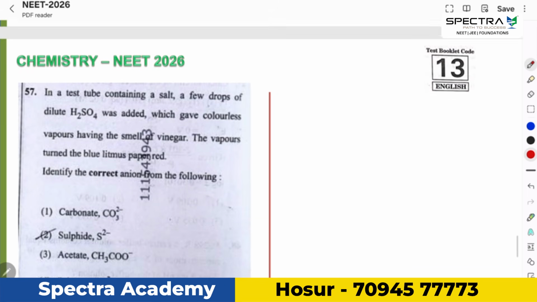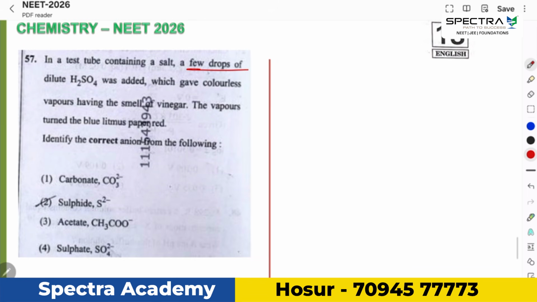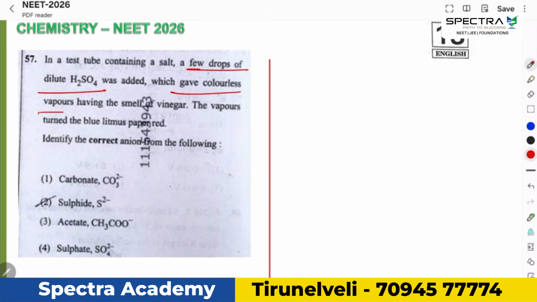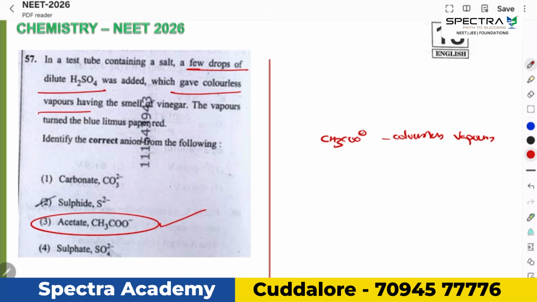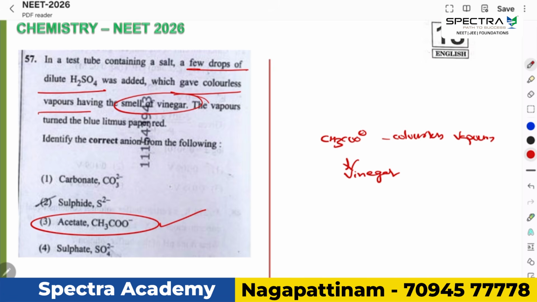Next one, 57. The test tube containing salt, a few drops of sulfuric acid gave colorless vapors. Colorless vapors are given by acetate ion. Acetate ion gives colorless vapors. So acetate ion, and the smell of vinegar, vinegar smell, acetate ion.